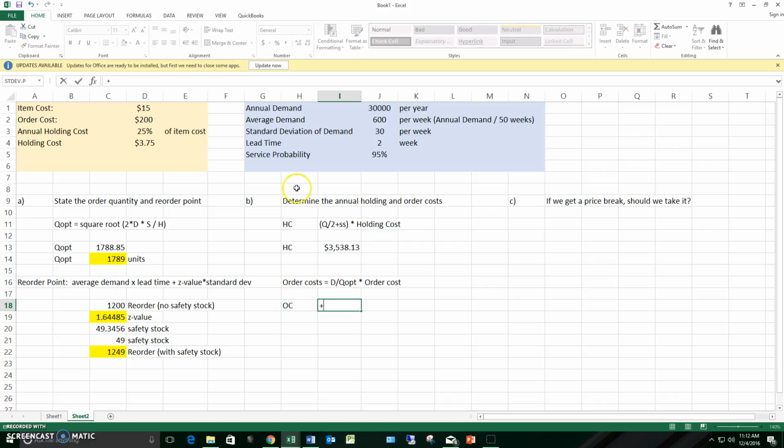So again, our annual demand, in this case 30,000 units. We're going to order 1,789 units. That means we're going to place 16.77 orders or so per year. And every time we place an order, we have an order cost, which means our total here is $3,354.